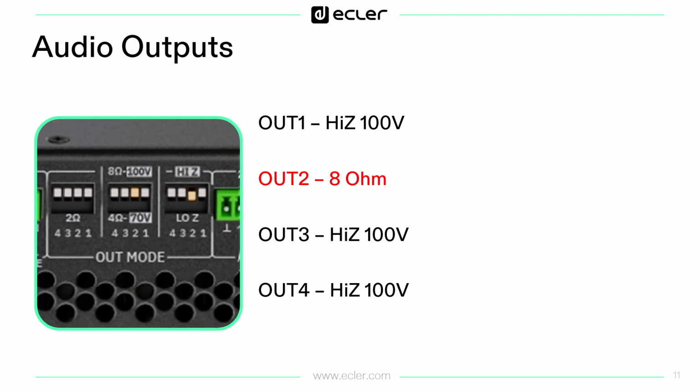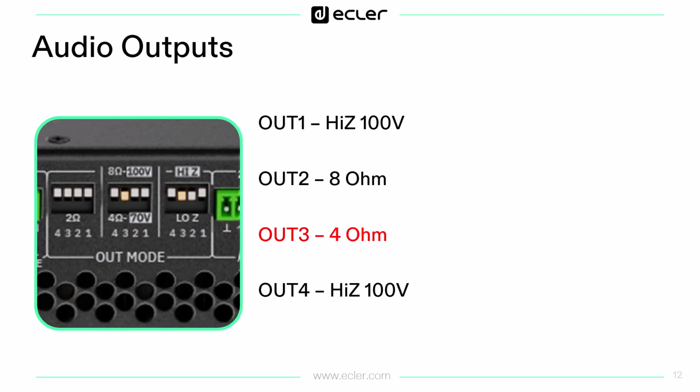The group of switches on the right side are to select high or low impedance. So we have to change switch number 2 to low impedance. The group of switches in the middle are to select between 8 and 4 ohm. In this case, we will leave switch number 2 at 8 ohm as it's shown.